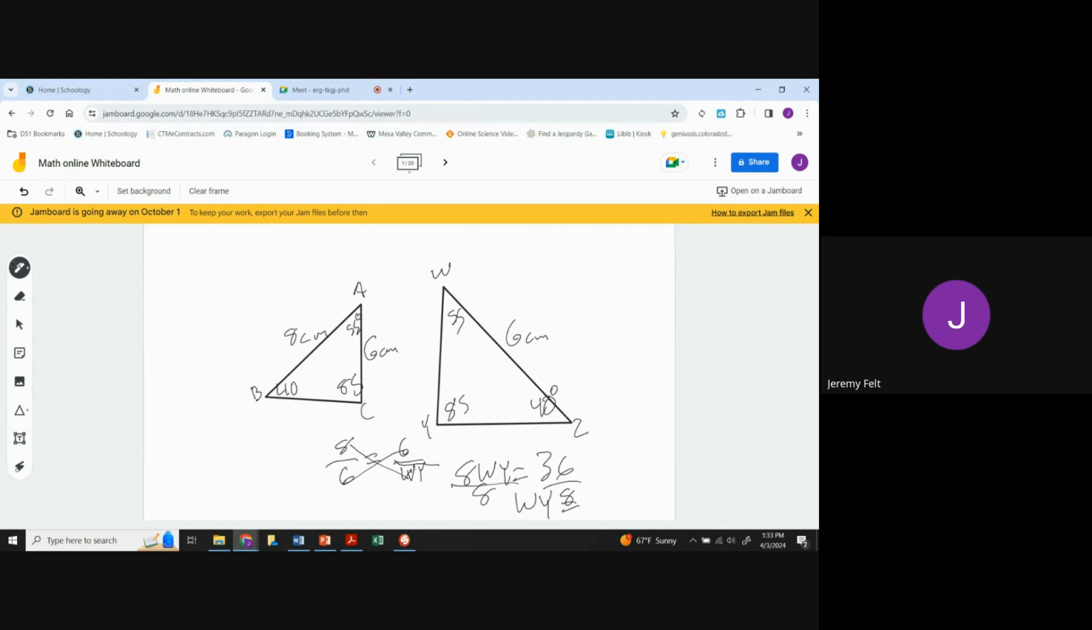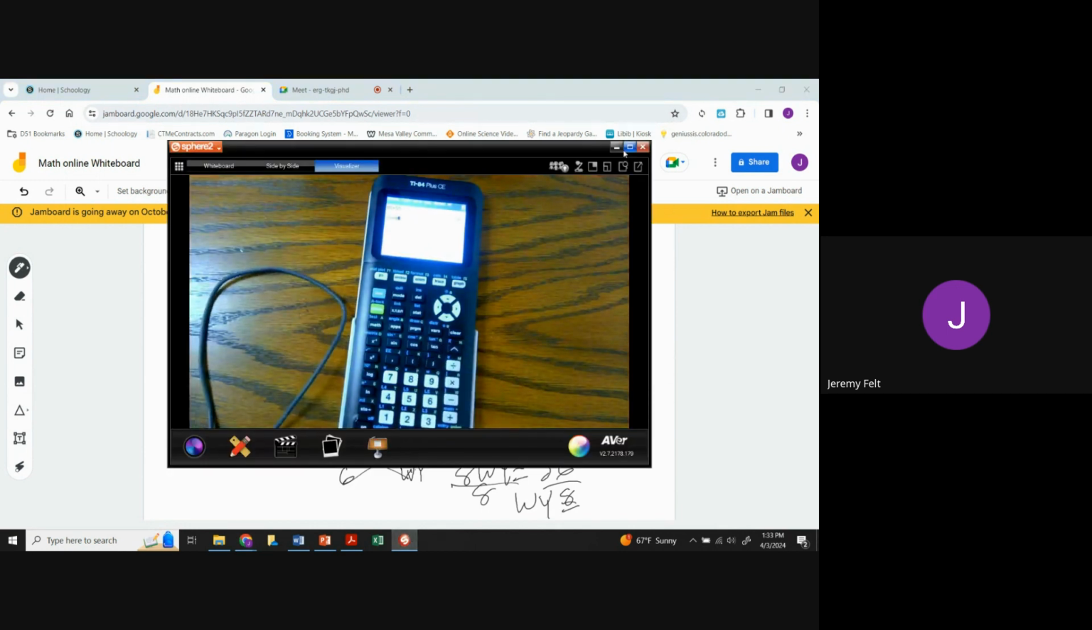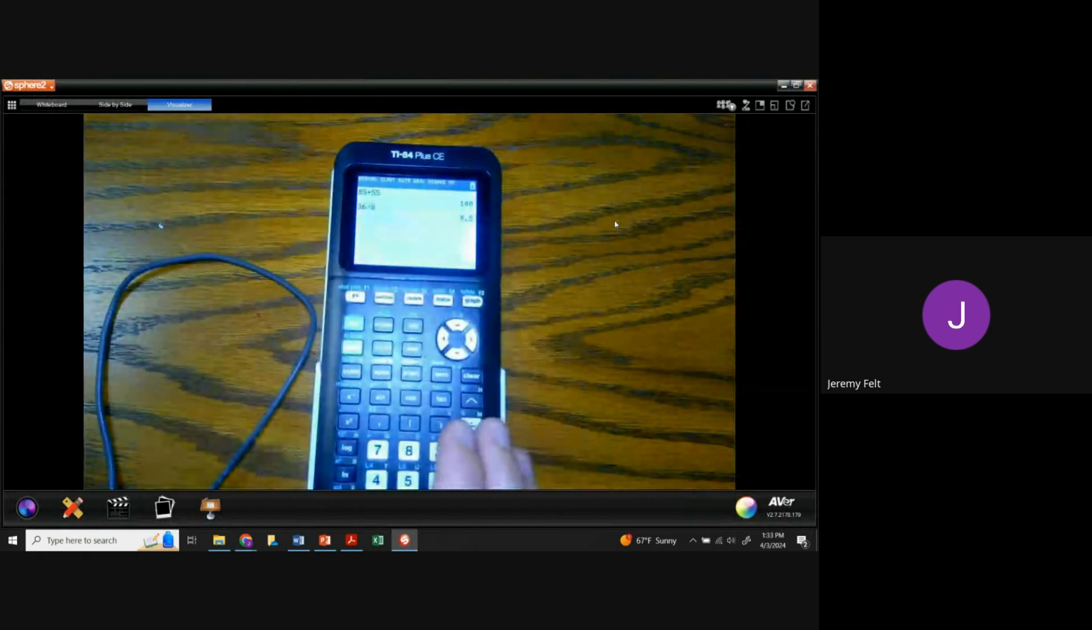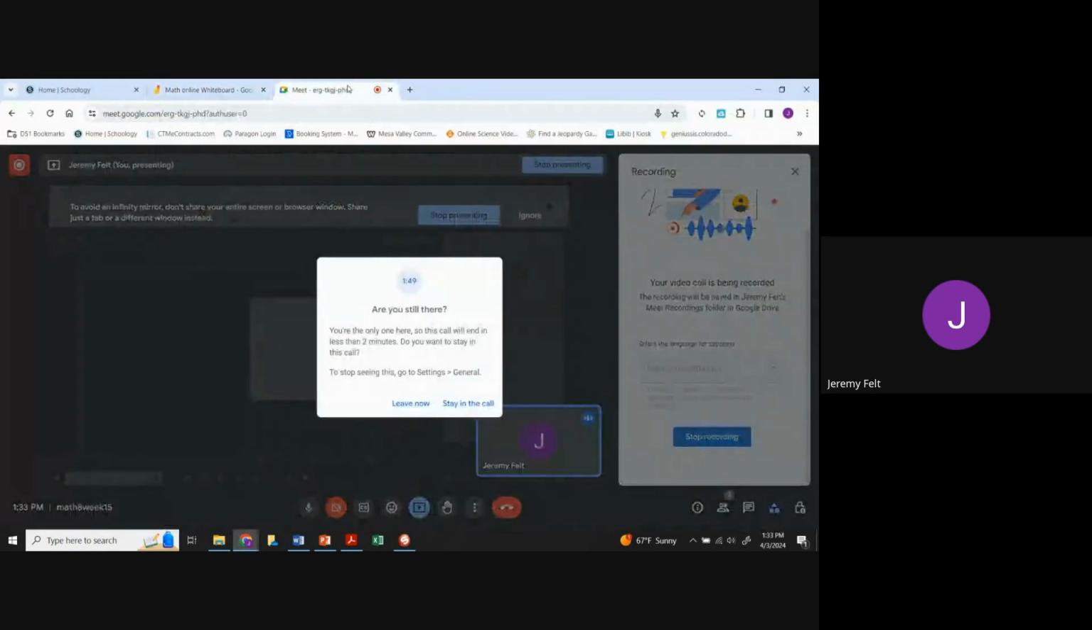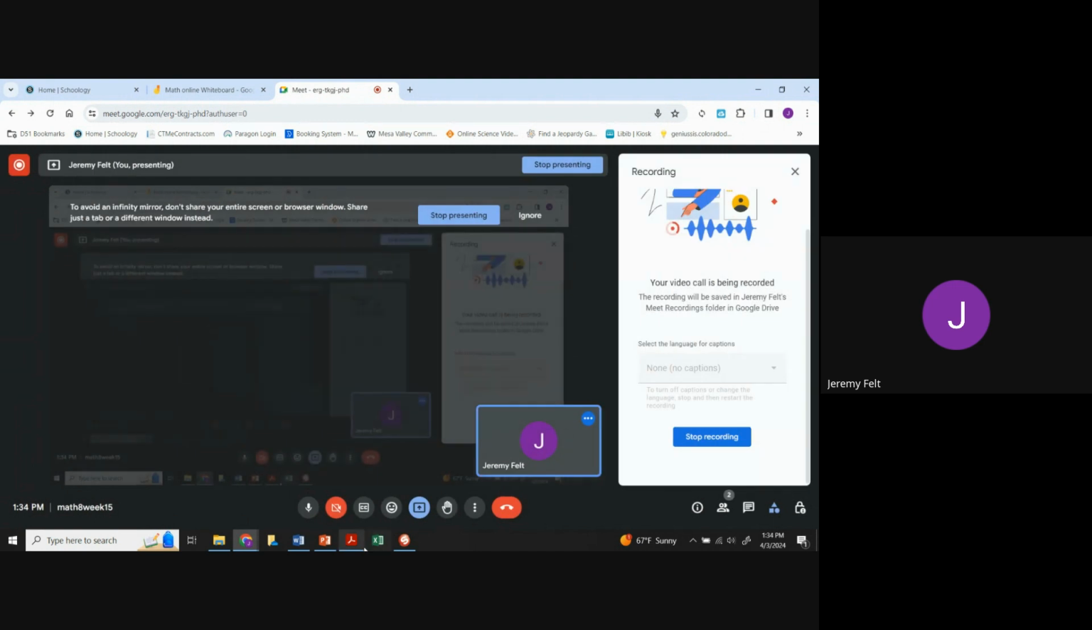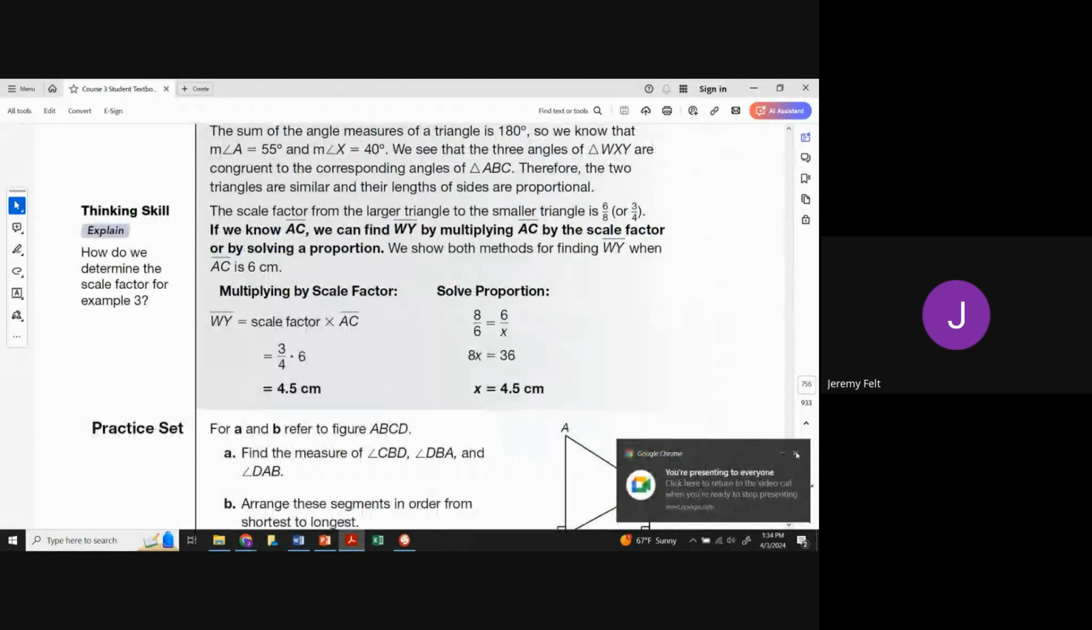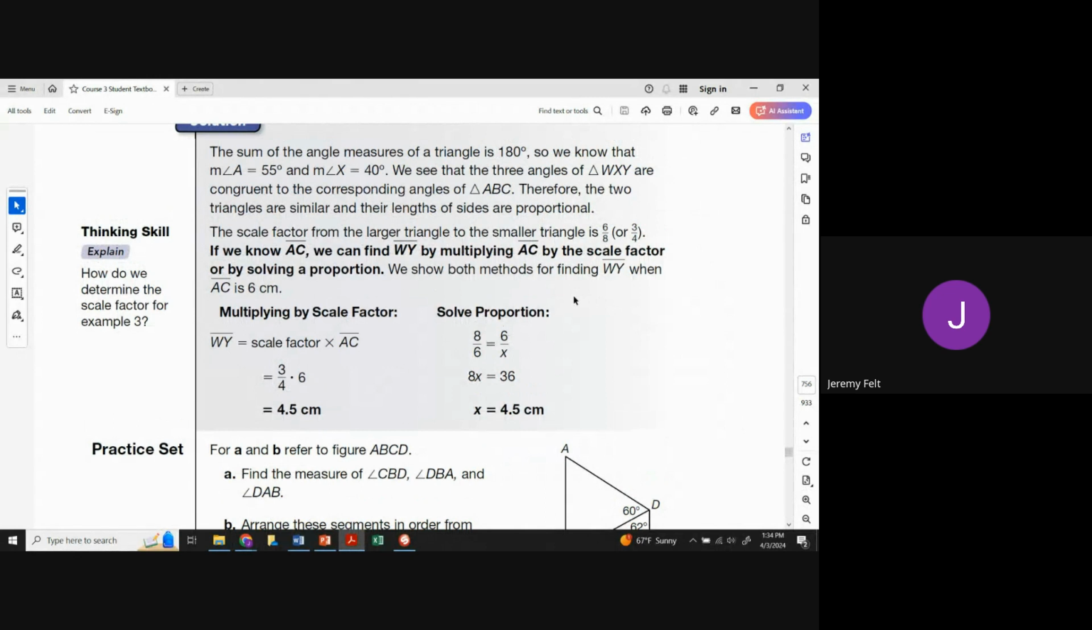36 divided by 8 is 4.5. So we set up, we know if they're similar, then all the side lengths have to be proportional. So we can set up what we know about proportions, just like when we're doing boys to girls or percent to dollars or whatever it is. We can set up a ratio box, or we can just set up the ratios right away and then cross multiply and divide. Okay, so we ended up with 4.5.